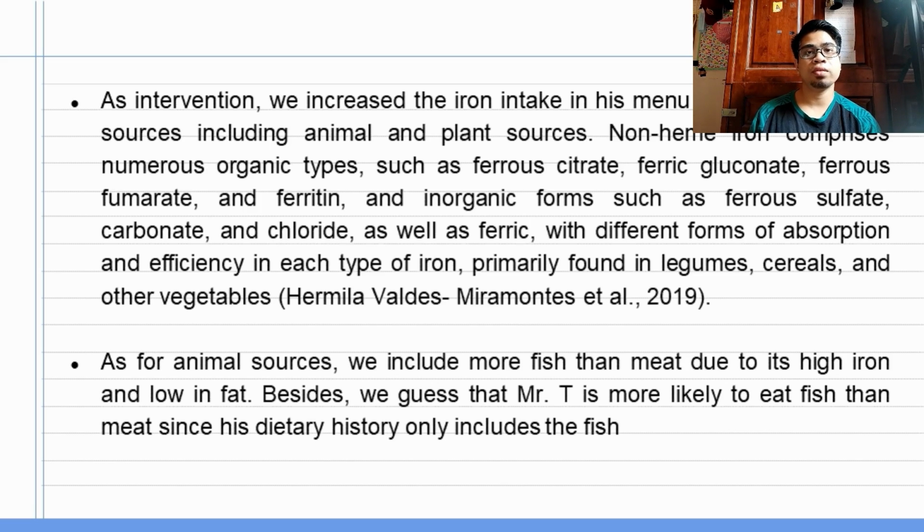As for animal sources, we include more fish than meat due to its high iron and low fat. Besides, we request that Mr. T eat fish rather than meat since his dietary history only includes fish.